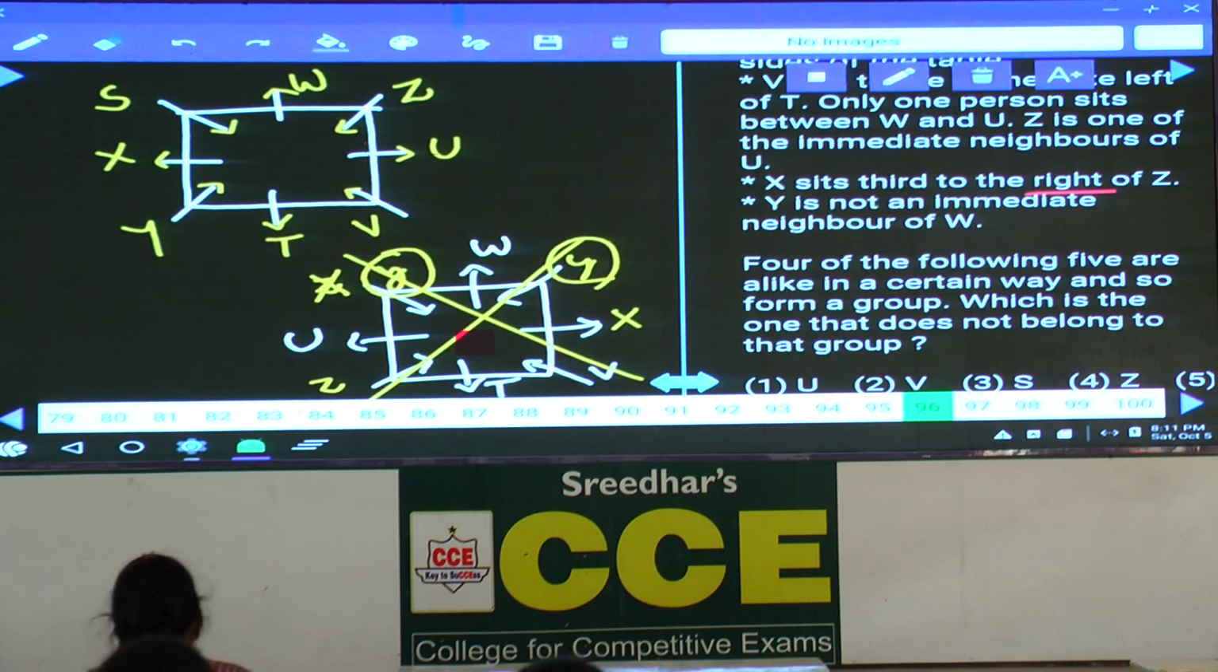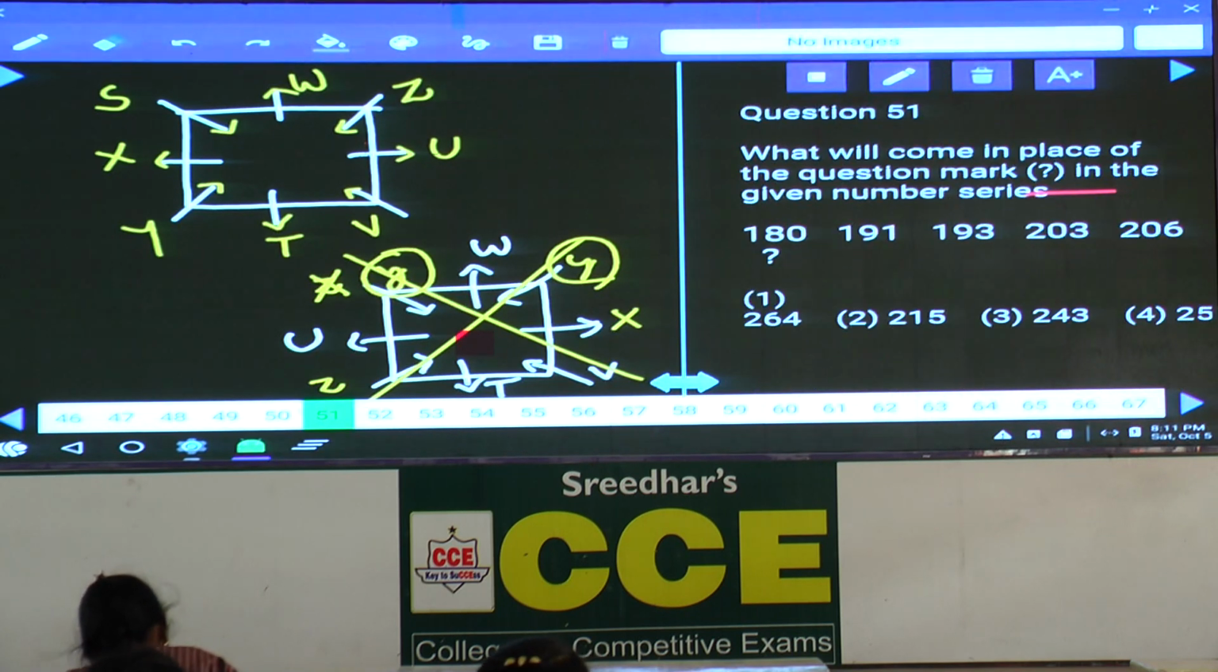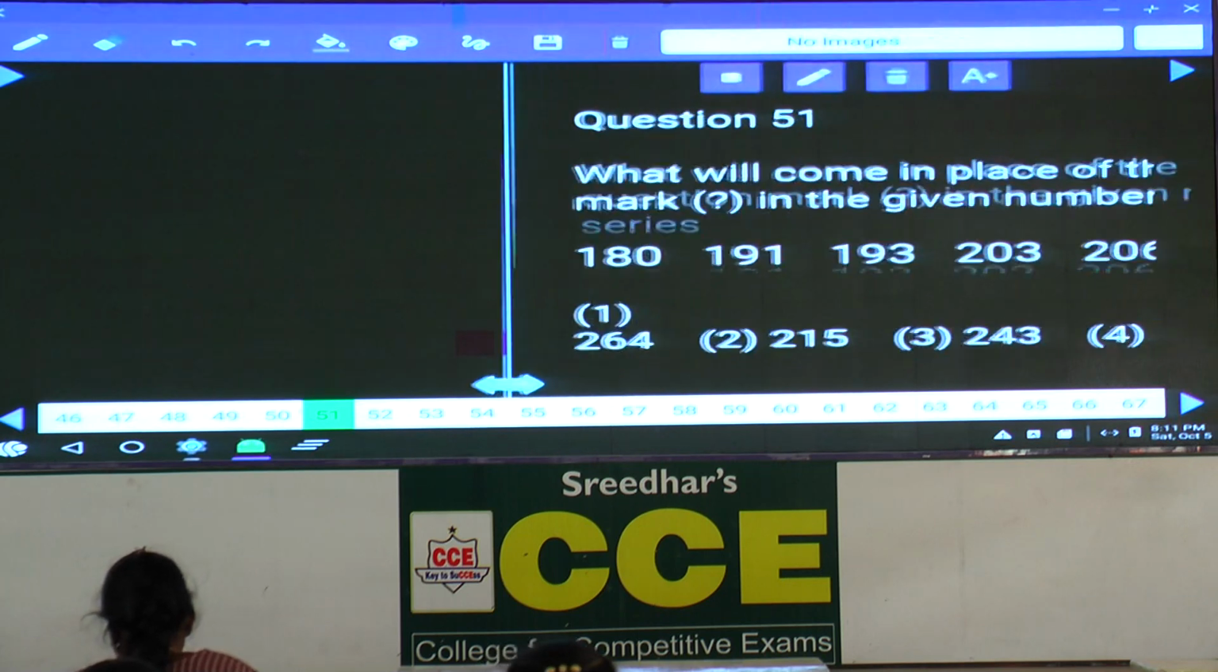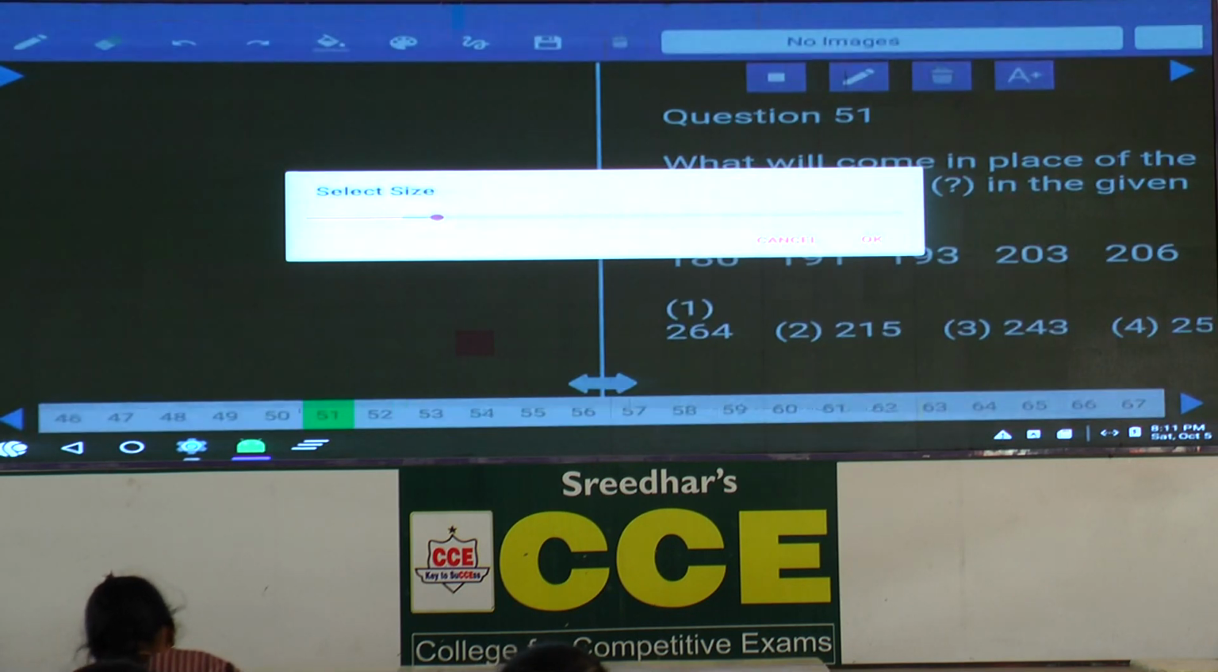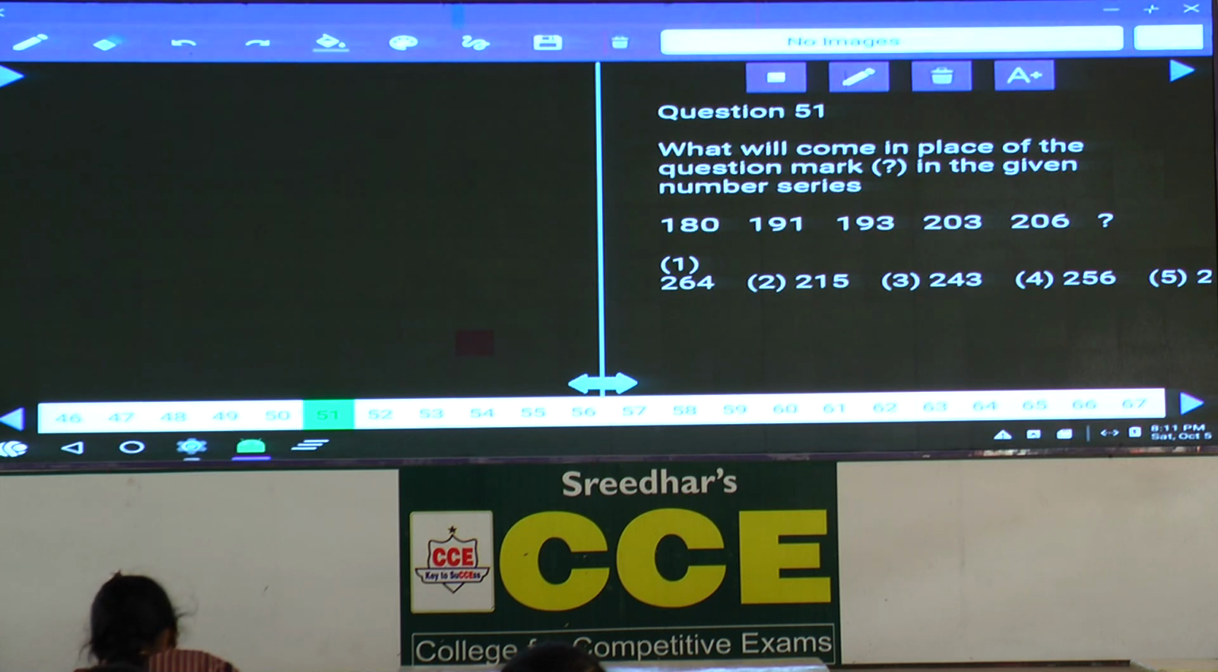Yes, questions 51 to 55. Now in this question, number series. 180, 191 and so on is the information given here. 180, 191, tell me what is the difference? As the numbers are increasing at a smaller rate, it must be under difference only. Isn't it? Yes, what is the difference here? 12, and 203 plus 12 is how much?